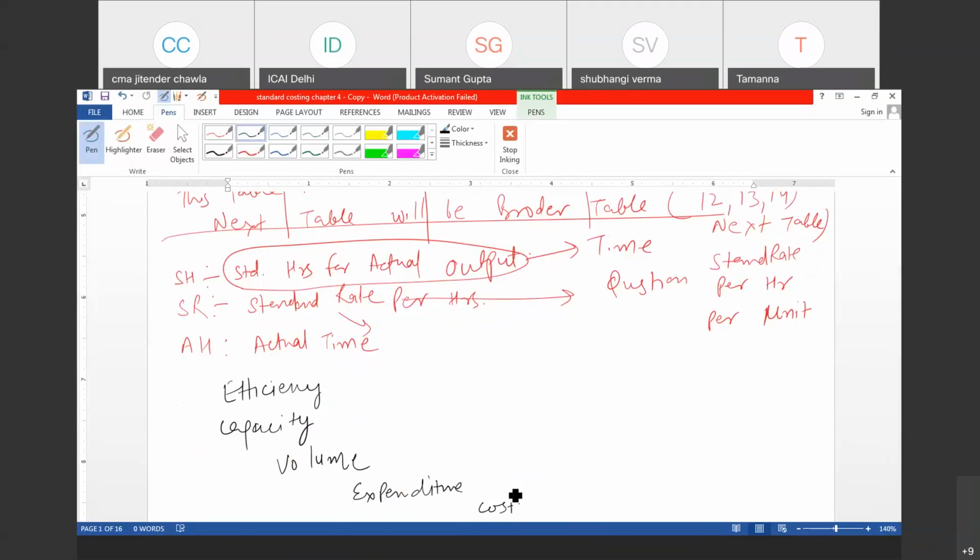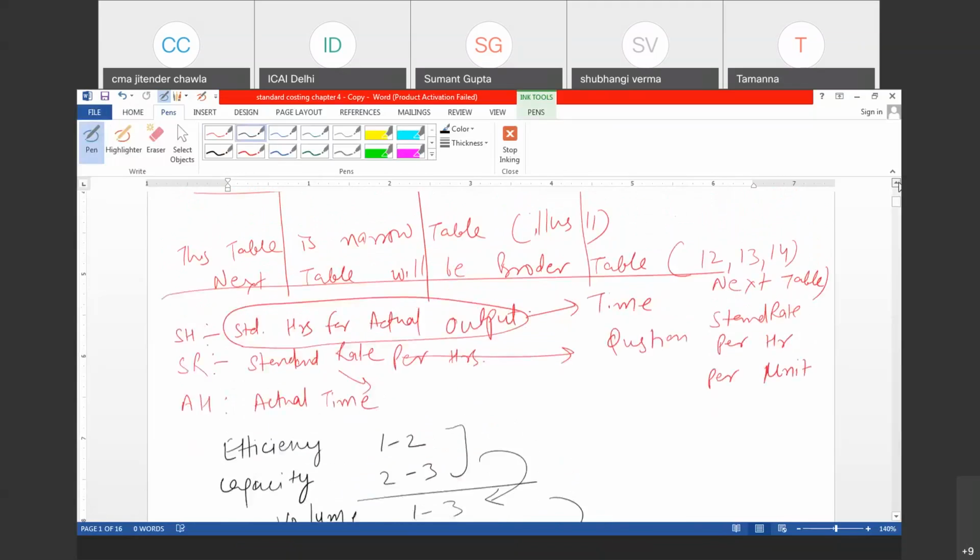So, efficiency is 1 minus 2, 2 minus 3, 1 minus 3. Add them up, you will get this. Expenditure is 3 minus 4. Add them up, you get 1 minus 4. Am I right?